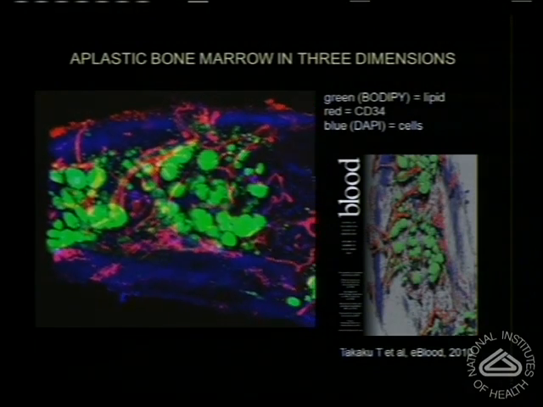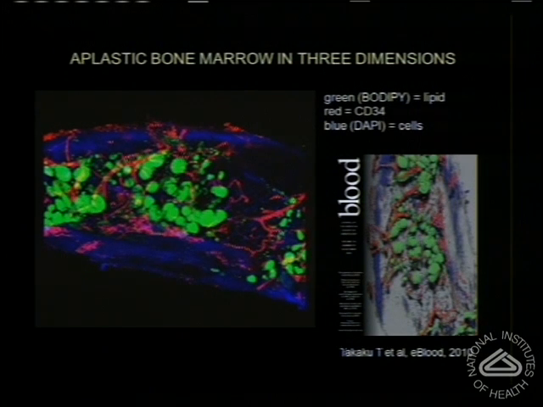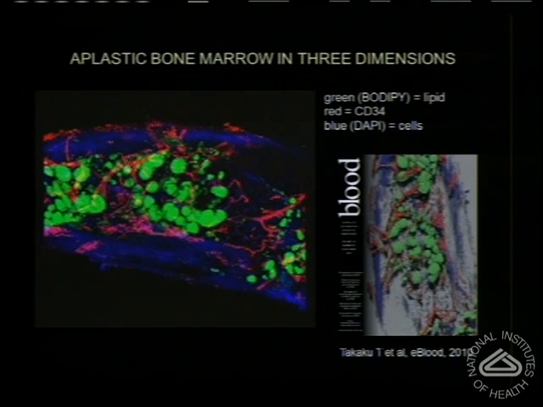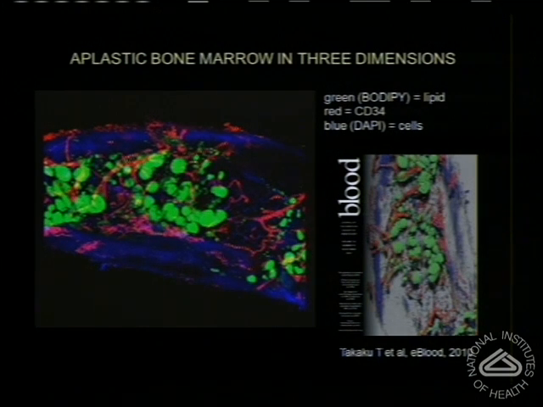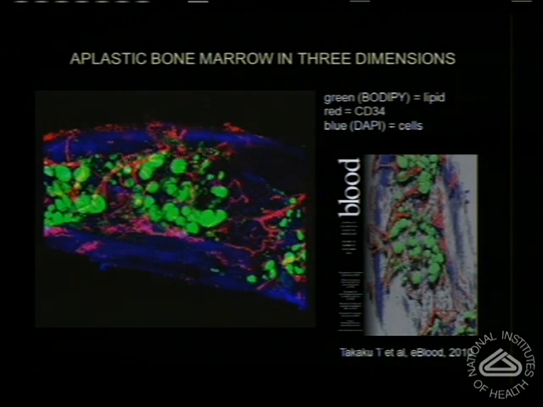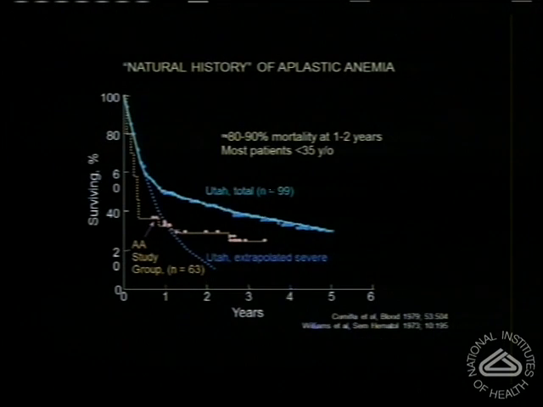And the green are the fat cells. So these cells have expanded for reasons that we don't know, and they've replaced the blue cells. The only blue cells that we see are those that are coating the bone. The blue cells that would be red cell, white cell, and platelet precursors are missing. And CD34 stains progenitors, but they're absent, and the CD34 is staining only the blood vessels. The antibody also binds to the endothelium. So you have this very beautiful three-dimensional vision of the aplastic bone marrow.